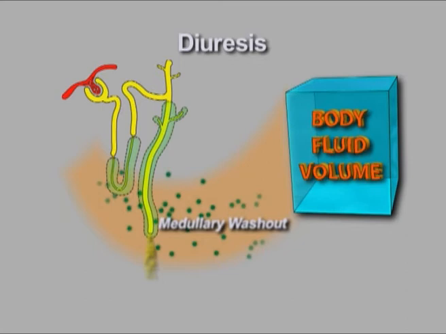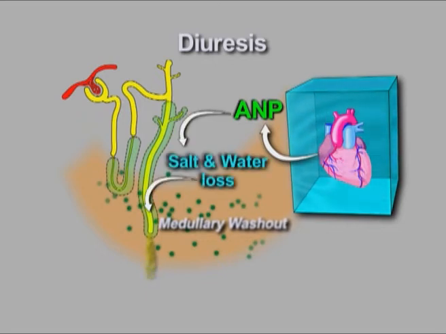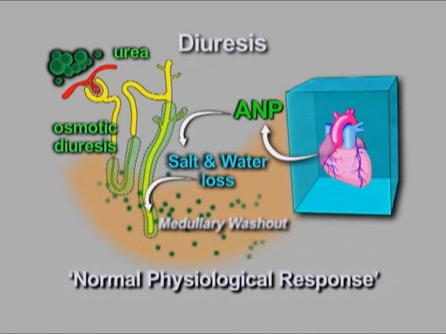Now, you just remarked that there will also have been an accumulation of atrial natriuretic peptide. Of course, this is likely to drive further salt and water loss, as well as facilitating the medullary washout. In addition, there may also have been a build-up of osmotically active compounds, such as urea, which may further contribute an osmotic component to the diuresis. But Louise, realise that all this is essentially a normal physiological response.